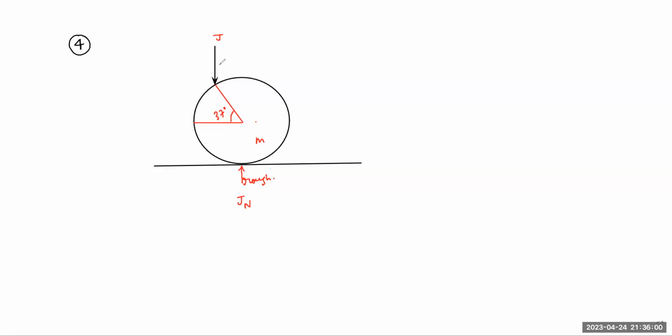Now this impulse cannot create horizontal velocity, right? But it will create an impulsive torque about the center, and so it can create an omega like this. So the tendency of the bottom is to go right, so the friction will act left. The impulse of friction will act like this.